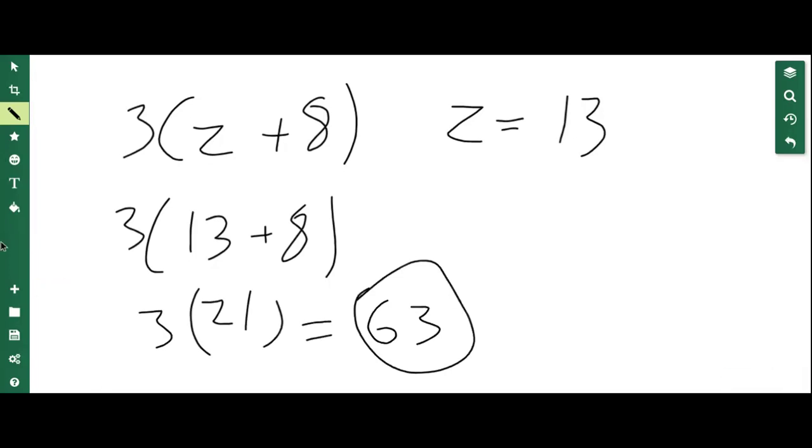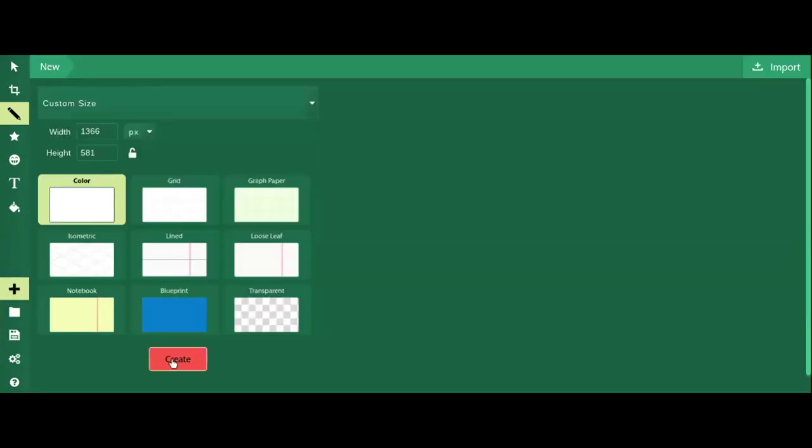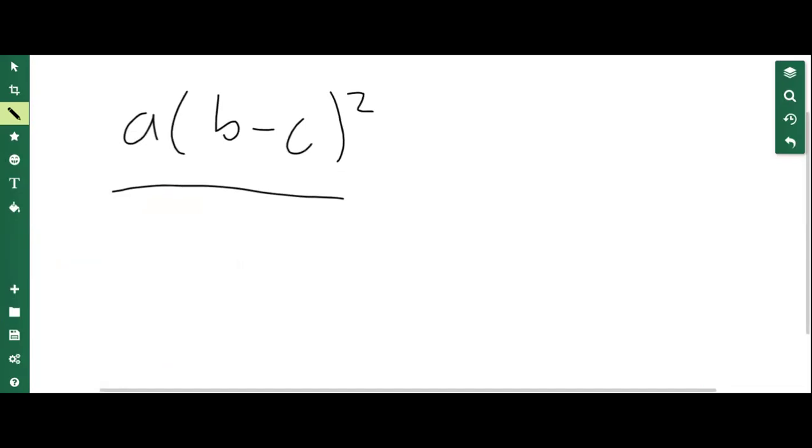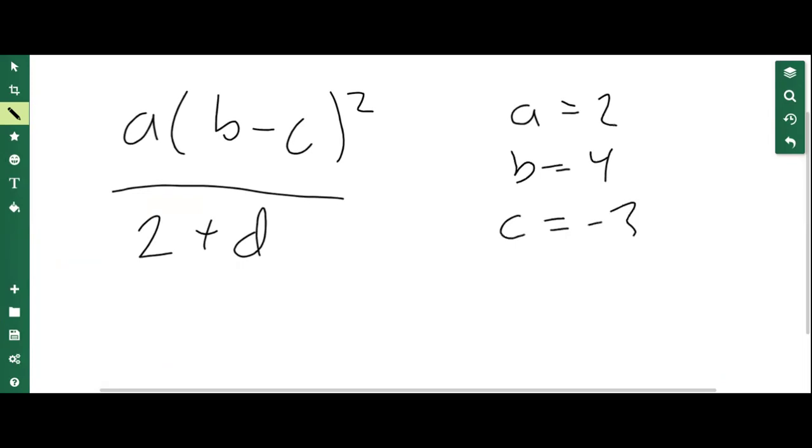One of the trickier ones, or the ones that look kind of weird, is the kind you'll see on the practice exam, right? Don't get too scared. All we're really doing is plugging in those numbers. So let's say we have a is equal to 2, b is equal to 4, c is equal to negative 3, and d is equal to 1. We just plug it into the expression.